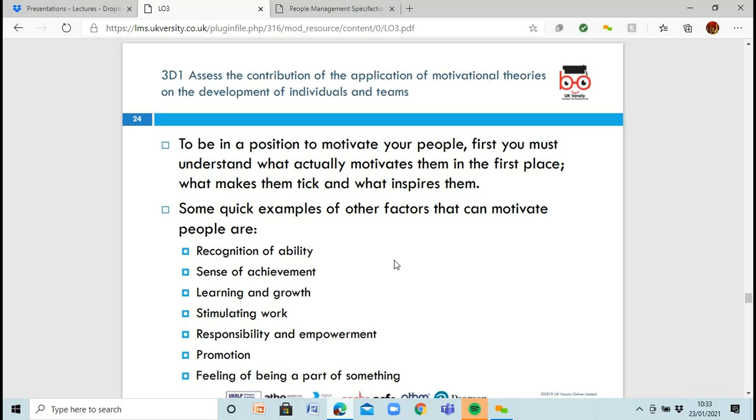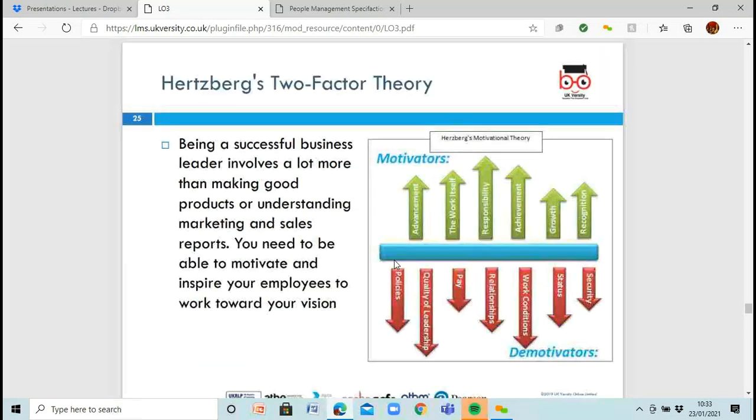So to actually be in a position to motivate people, you actually need to understand what actually motivates them in the first place. So once you've got that down, then you'll know how to get them to work towards the goals. So these are some factors and examples of how people can be motivated. So recognizing their ability, sense of achievement, learning and growth, stimulating work, responsibility and empowerment, promotion, and feeling of being a part of something.